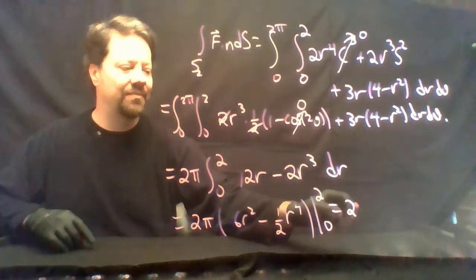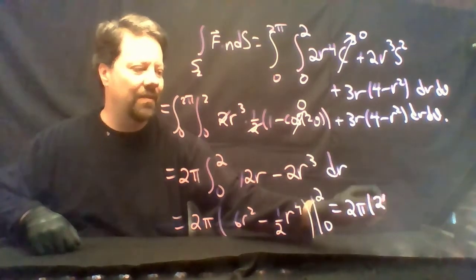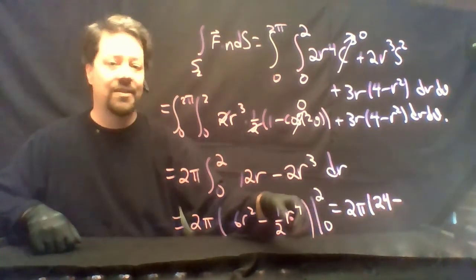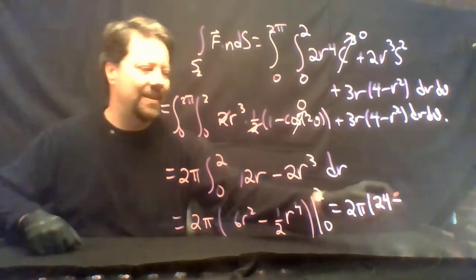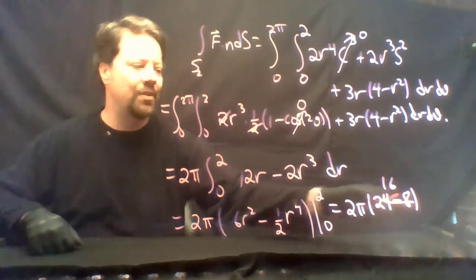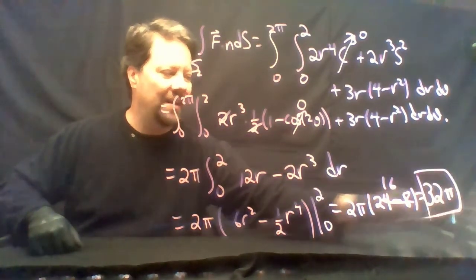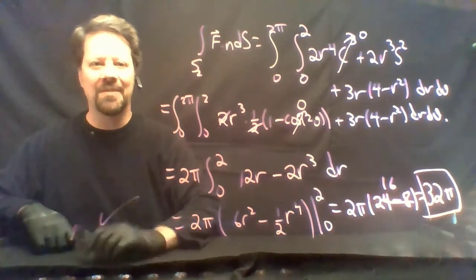Plugging in 2, 2 squared is 4 times 6 is 24. 2 to the 4th is 16, divided by 2 is 8. 24 minus 8 is 16 times 2 pi gives us 32 pi, same as before.